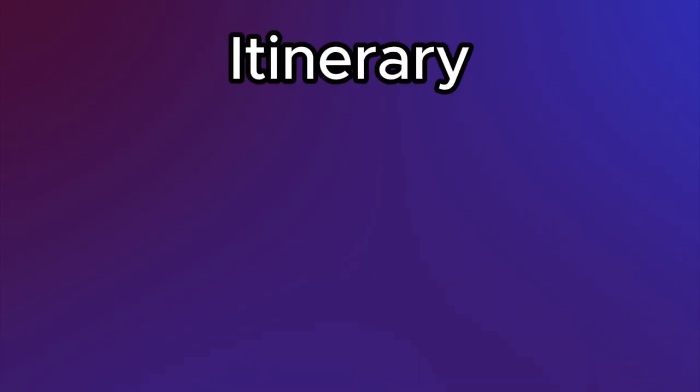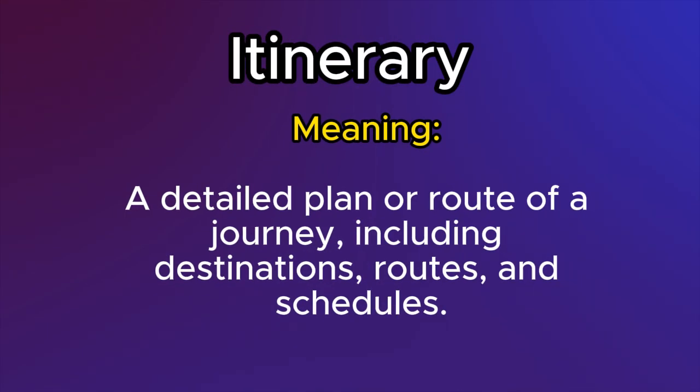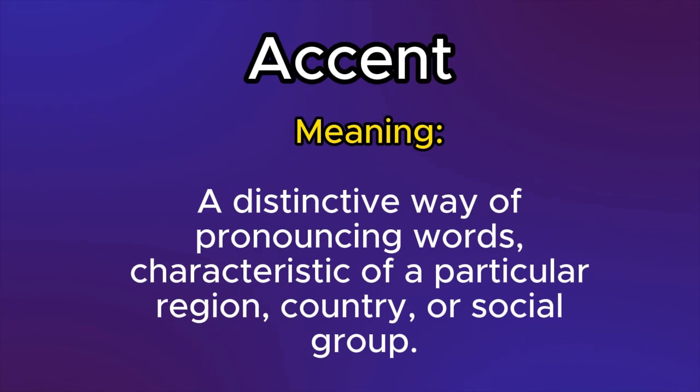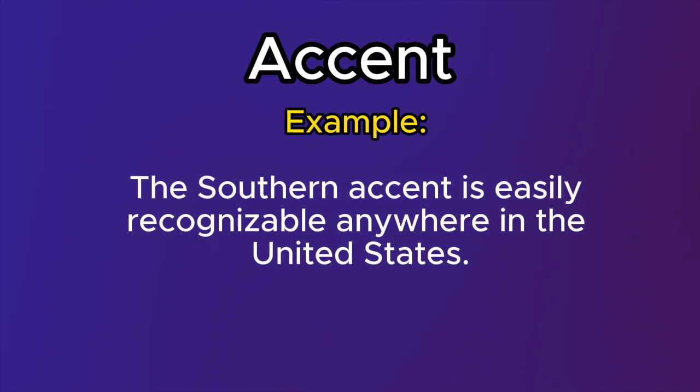Itinerary. Meaning, a detailed plan or route of a journey, including destinations, routes, and schedules. Example: our itinerary for Europe includes visits to Paris, Rome, and London. Accent. Meaning, a distinctive way of pronouncing words, characteristic of a particular region, country, or social group. Example: the Southern accent is easily recognizable anywhere in the United States.